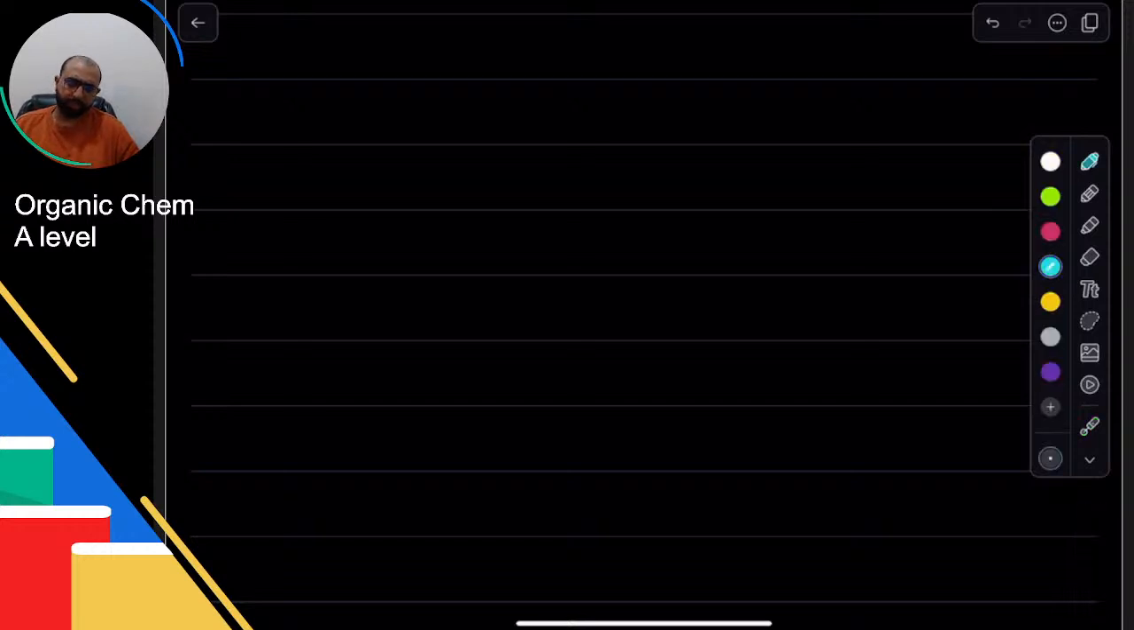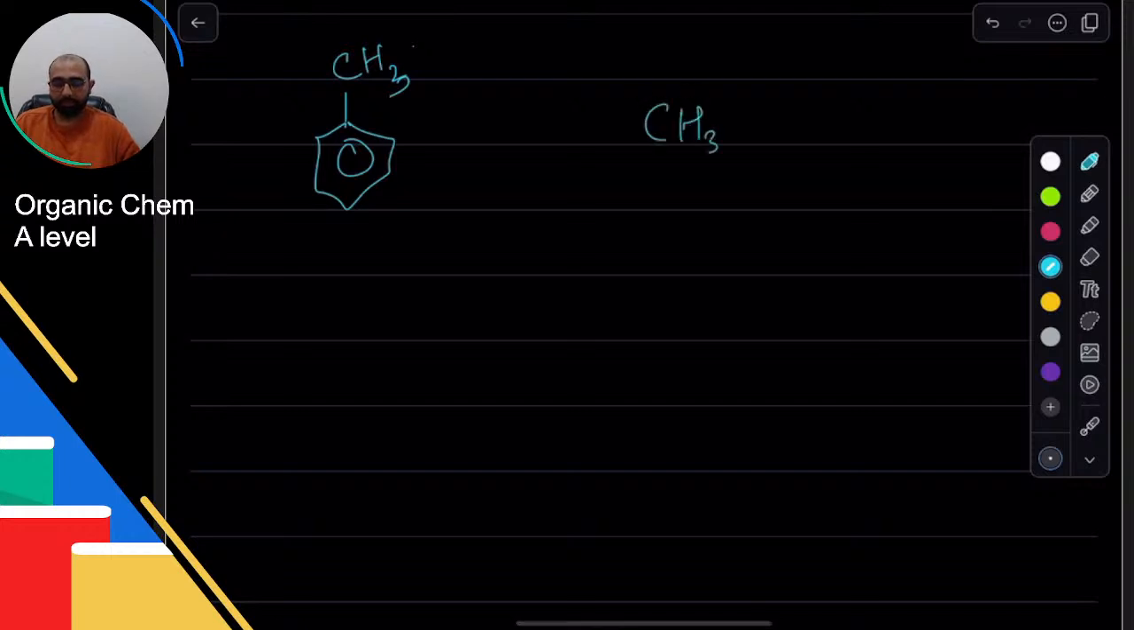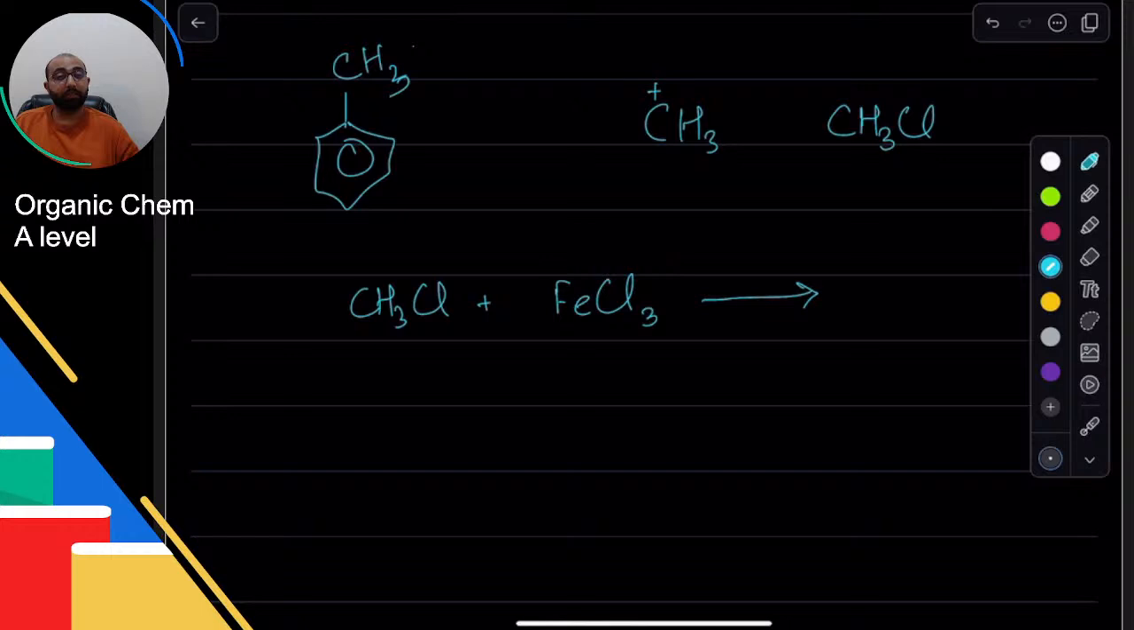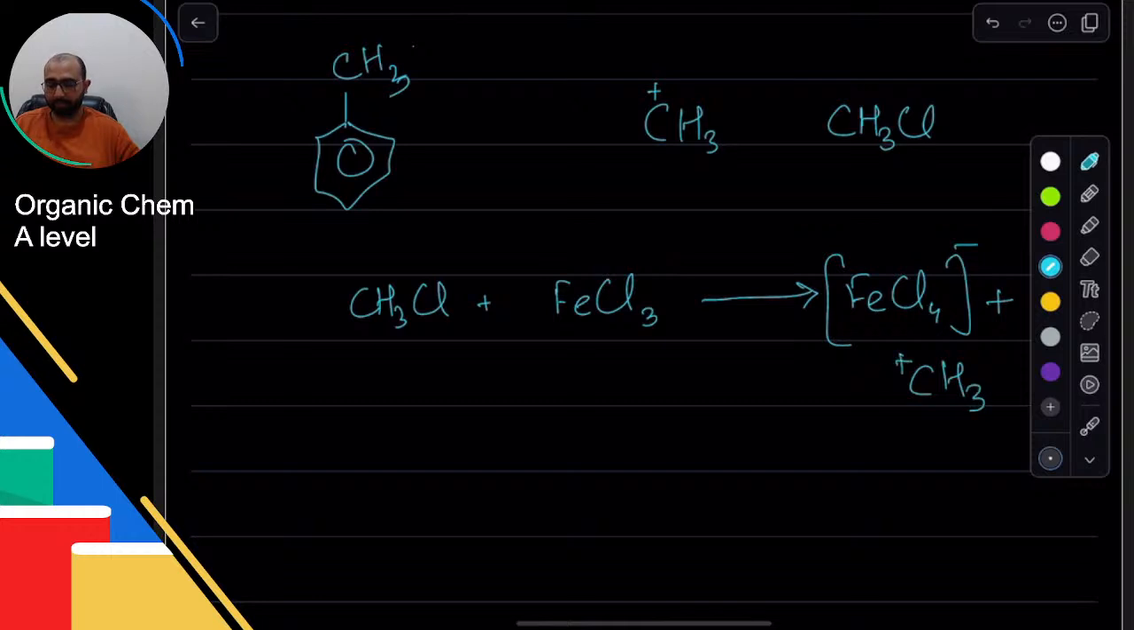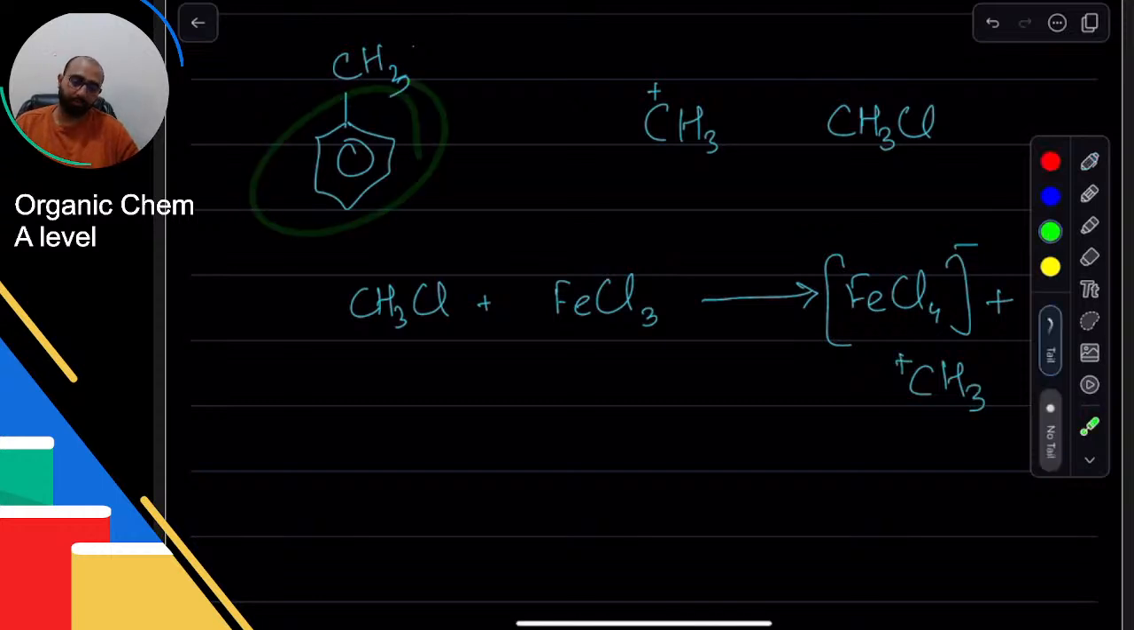So let's try to create some electrophiles. I have this and I want this. So what electrophile do I need? I need CH3 plus. Where do I get it from? React with something that has a lone pair: CH3Cl. How do I do that? CH3Cl plus iron 3 chloride. Iron is going to let this chlorine make a dative bond, an acid-base reaction. FeCl4 with a negative charge. What about CH3? It becomes a positively charged thing, goes on and attacks this benzene.